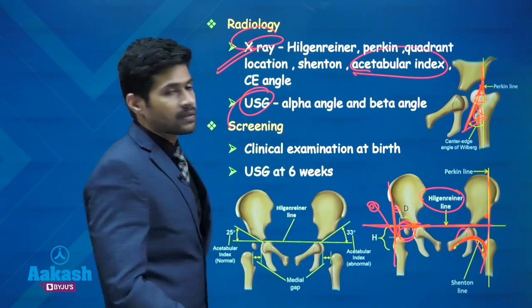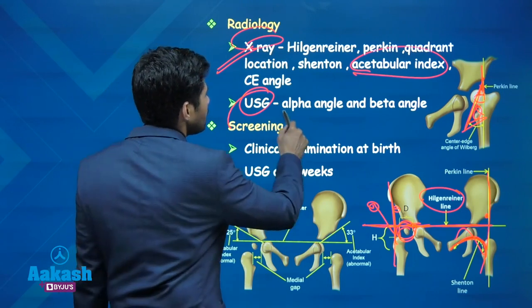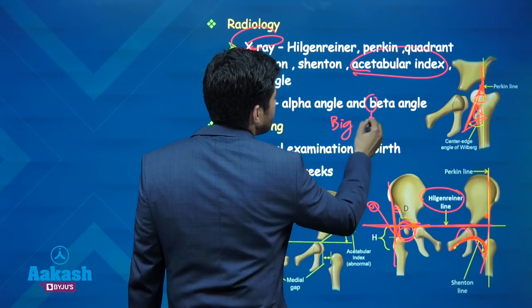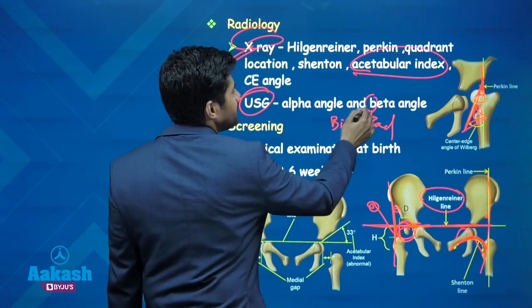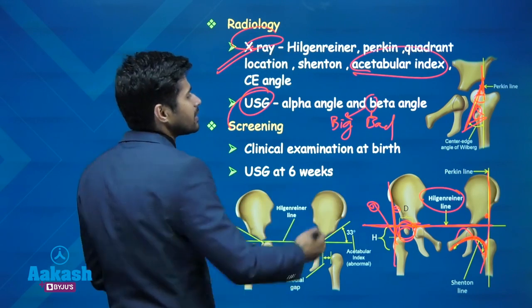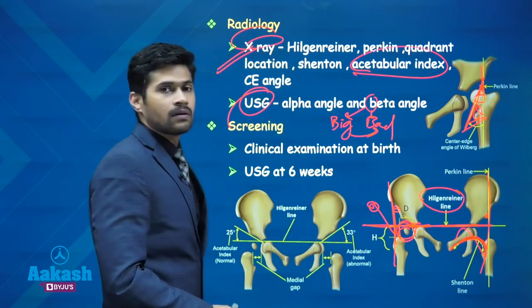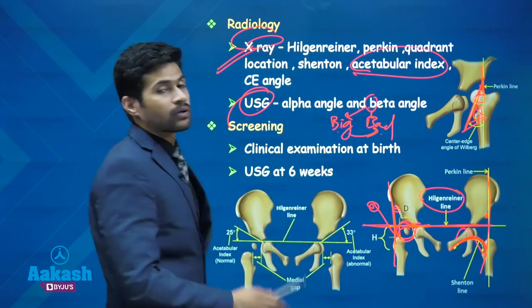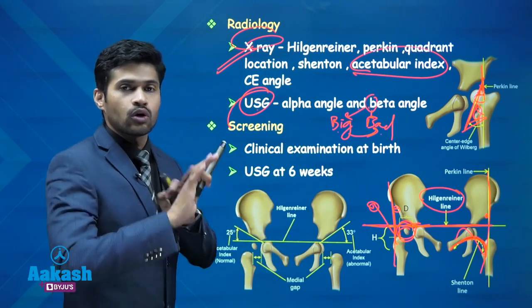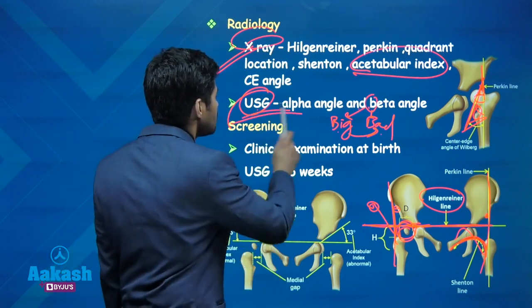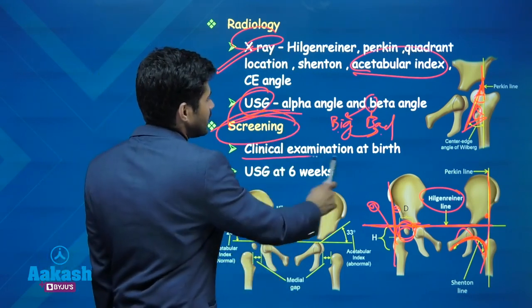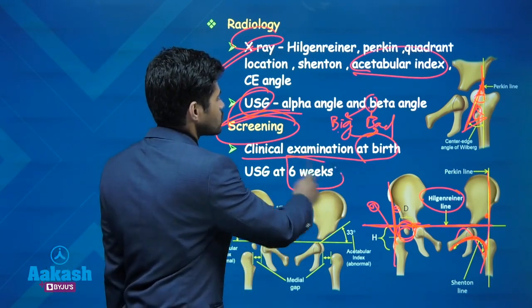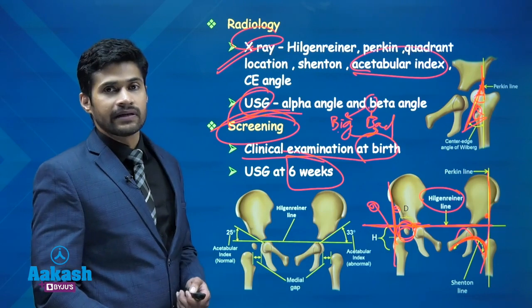In ultrasound, we measure alpha and beta angle. Remember, beta is big, bad. So when beta becomes big, that means when beta is increasing, it is a bad prognosis. So in ultrasound, if beta angle is big, it is a bad prognostic sign. So alpha and beta angle are on ultrasound, not on X-ray, not on MRI. And for screening, we do clinical examination at birth, and at the age of 6 weeks, we can go for ultrasonic assessment of the hip for the screening.